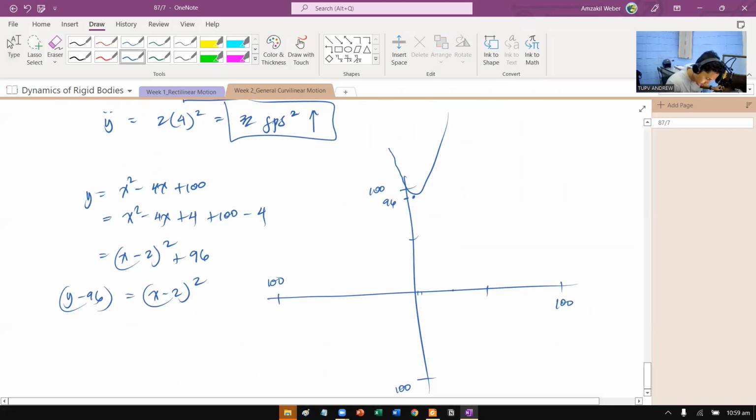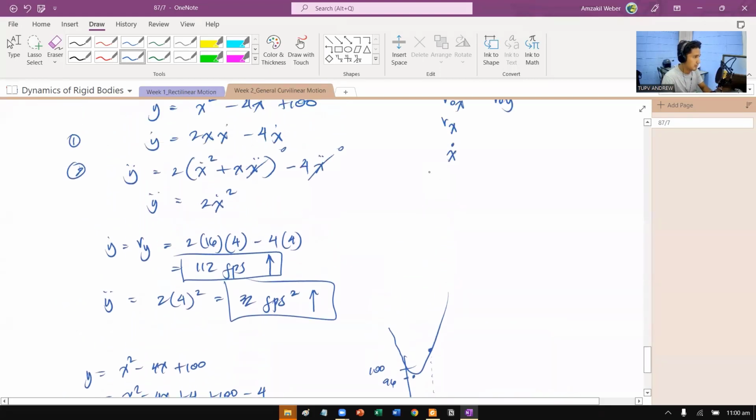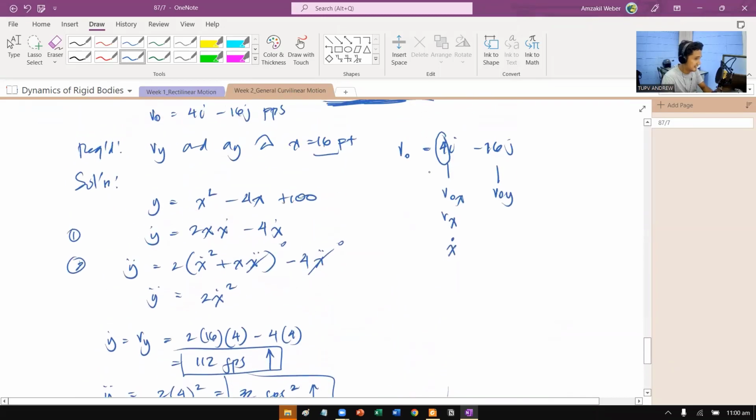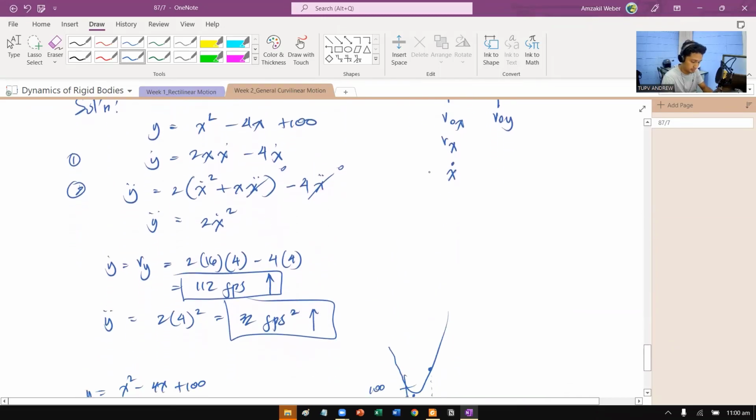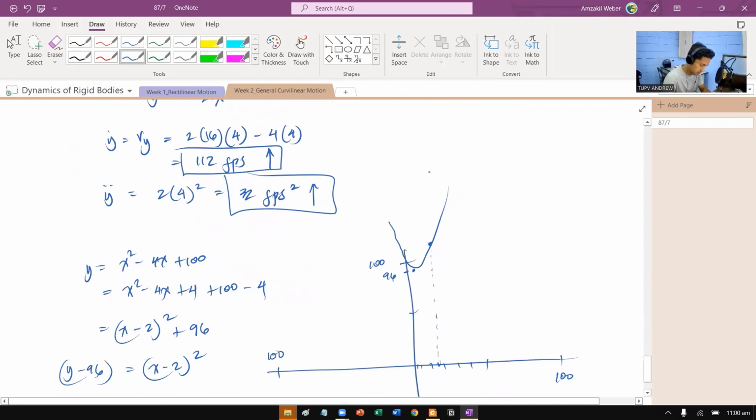This is 50. 2, 3, 4, 5. It is 16. x equals 16, not y. So that is our x.